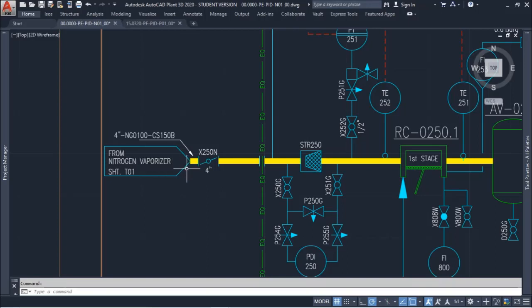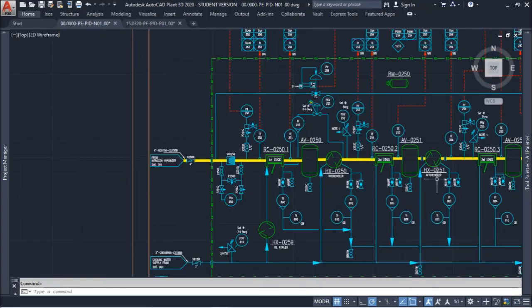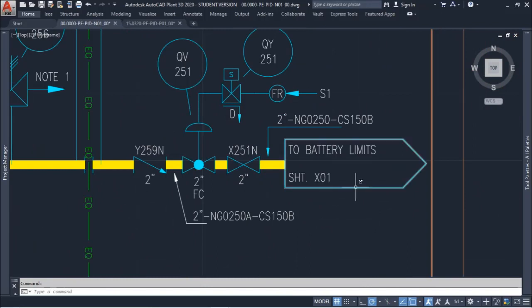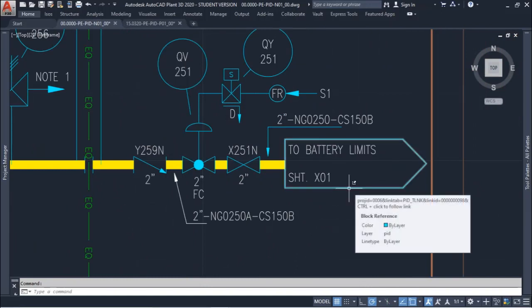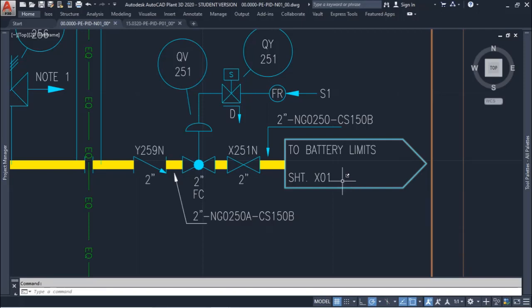So every time that you see a flag pointing out from the right, it means that you have a stream getting inside your drawing. On the other hand, you have here another flag pointing out to the outside of the drawing, and you have here 2 battery limits. It means that the discharge of the compressor is going to another sheet, in this case X01, and the X01 is the P&ID sheet that is related to the battery limit.